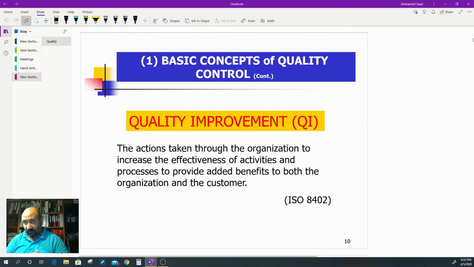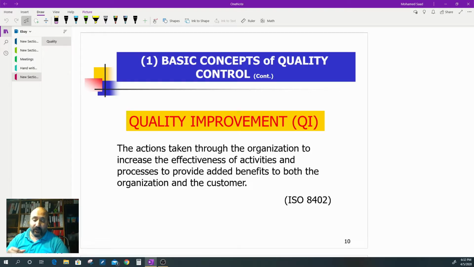So quality improvement is the actions taken throughout the organization to increase the effectiveness of activities and processes to provide added benefit to both the organization and the customer. For example, if I'm producing rubber bands, and I claim that when you buy my product it will come in bags, and each bag has maybe 100 rubber bands. You will only find 2 or fewer defective rubber bands. If I wrote this on my package, that means 3% of my product, which you as a customer agree to, will be defective, right?